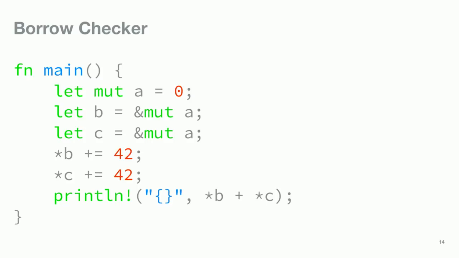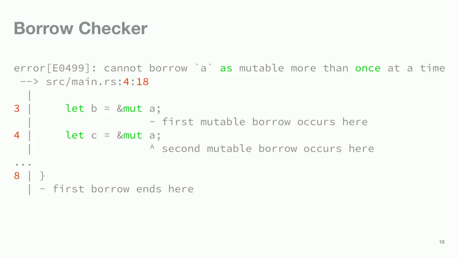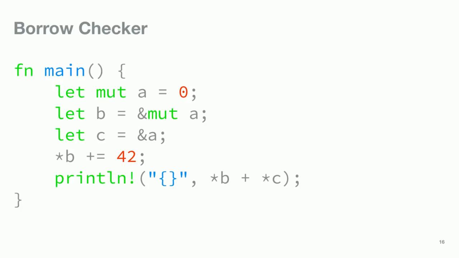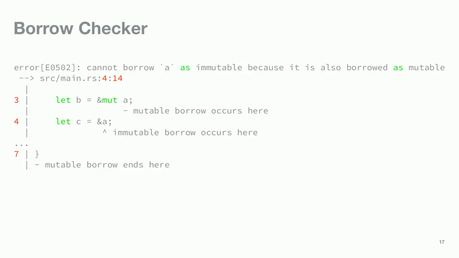But the compiler will block you from doing this because we cannot borrow A as mutable more than once at a time. First mutable borrow occurs here, second mutable, and so on. Okay, so that's a rule that the compiler has, that you're not allowed more than one mutable reference. Okay, what if we make the second reference immutable, so that we're only taking one mutable reference? Well, the compiler still blocks you here. We cannot borrow A as immutable because it is also borrowed as mutable.